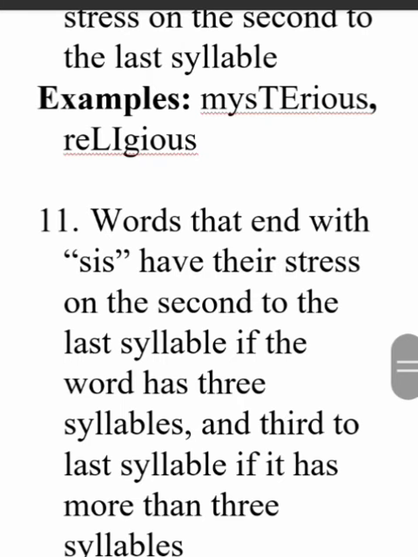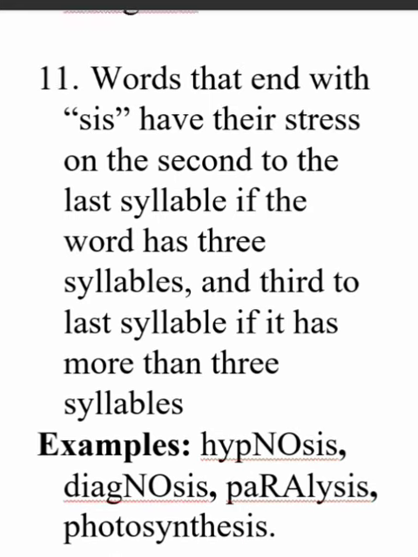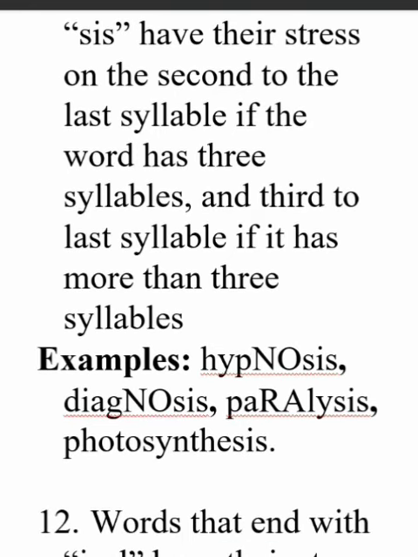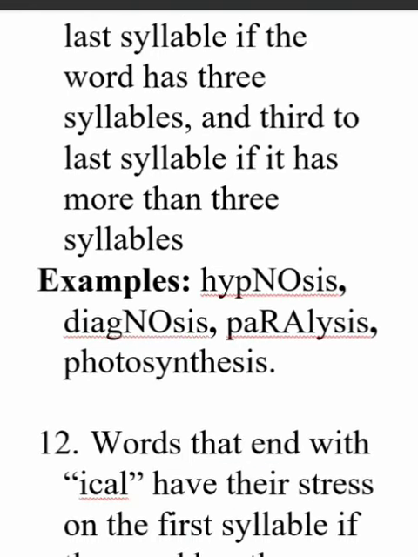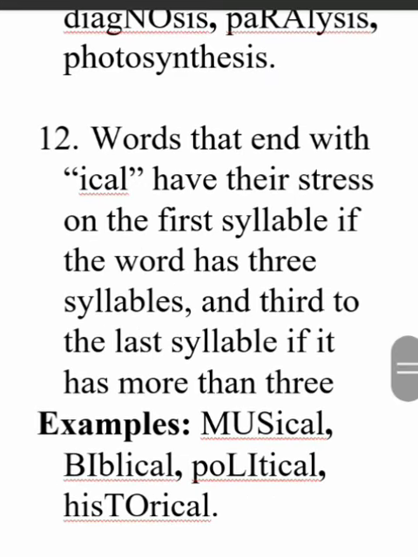11. Words that end with cis have their stress on the second to the last syllable if the word has 3 syllables, and third to last syllable if it has more than 3 syllables. Examples: hypnosis, diagnosis, paralysis, photosynthesis. 12. Words that end with ical have their stress on the first syllable if the word has 3 syllables, and third to the last syllable if it has more than 3.